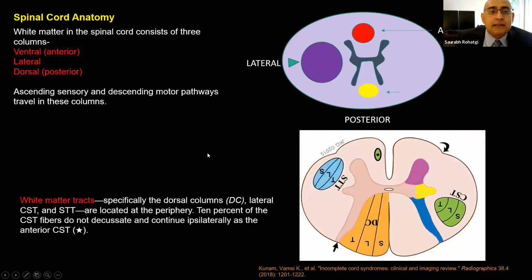In terms of the white matter in the spinal cord, it consists of three main columns, as we remember from our days in medical school. That's the anterior, lateral, and posterior columns, and ascending sensory and descending motor pathways travel in these columns, and these are located anterior, posterior, and lateral to the gray matter itself. The white matter tracts, specifically the dorsal columns, lateral corticospinal tracts, and spinothalamic tracts, are located around the periphery. 10% of the corticospinal fiber tracts do not decussate and continue ipsilaterally as the anterior corticospinal tract.